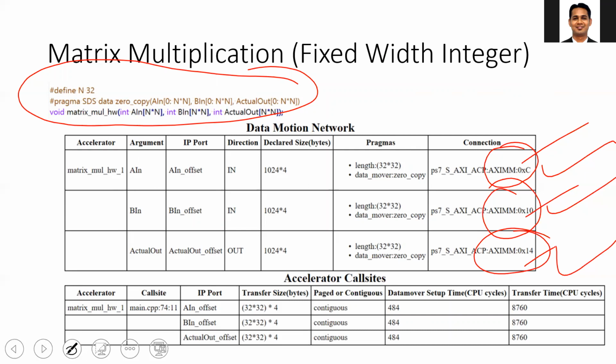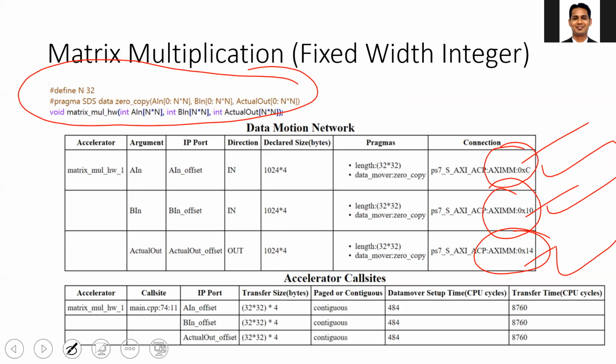Okay, so these are the four things we need to do in this lab. First, we need to do the integer implementation of part 3 of lab 3. Second, we need to do the fixed point integer implementation of part 1 of lab 4. Then we need to do the multiple hardware instances of part 2 of lab 4. And then lastly, we need to add the pragmas, the SDS zero copy pragma, and see how the data motion network has been modified. Okay, and then as homework, you can compare the execution time.